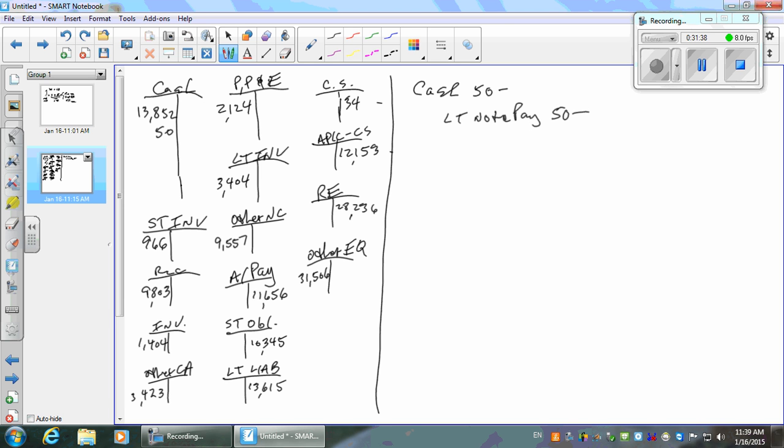And then long-term notes payable needs a credit. You better make sure you record both your debit and your credit, or you'll be out of balance. We just changed the balance sheet, didn't we? Everybody agree? Let's keep going. What's the second entry? Second gentleman here, what's the second entry there?